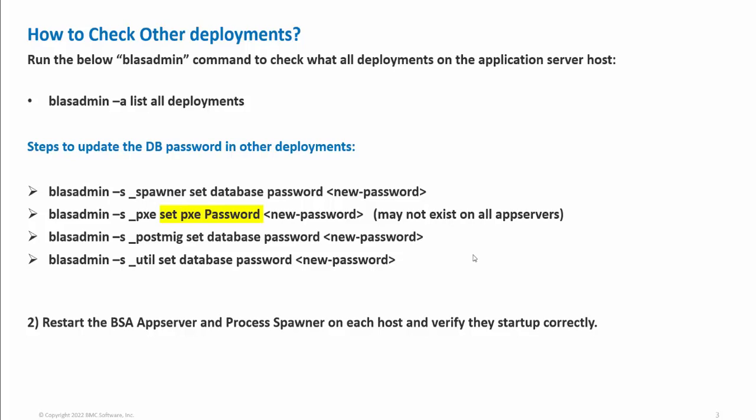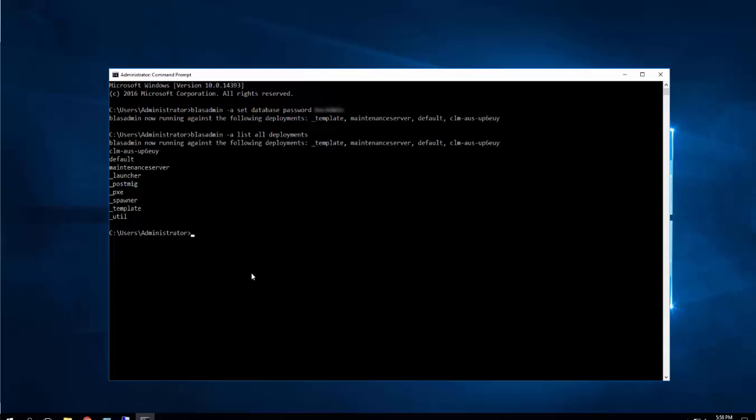Go back to the application server to update the password for other deployments. Here we will update the password for the spawner deployment. Type the command blastadmin -s spawner set database password, enter the new password, enter. It will update the password for the spawner deployment.